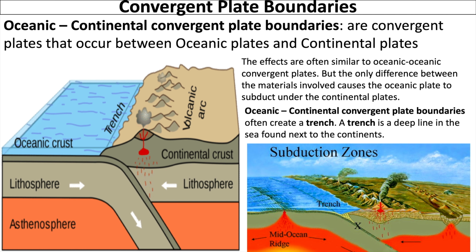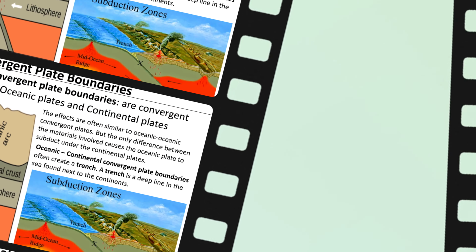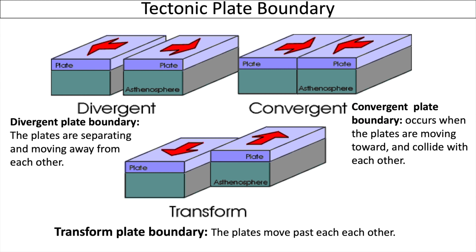As you can observe in both images, oceanic-continental convergent plate boundaries often create a trench. A trench is a deep line in the sea found next to the continents, and they can be so deep and dangerous. Now that we were able to successfully learn about convergent plate boundaries, next we will learn about transform plate boundaries.